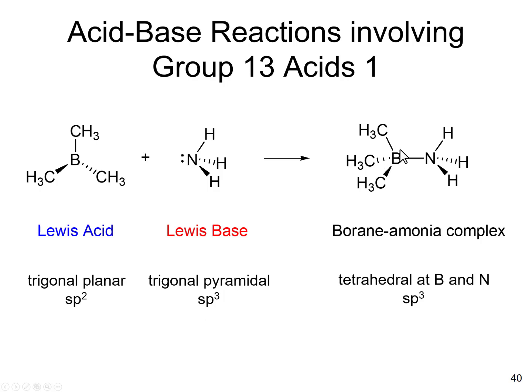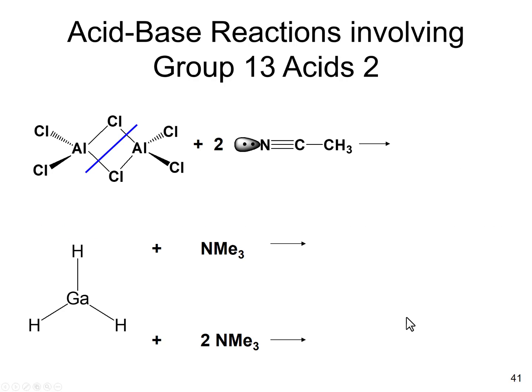And in this adduct, if you look at the boron, it has changed its hybridization from sp2 to sp3. The geometry around the boron is tetrahedral now. The nitrogen has retained its sp3 hybridization. So again, upon Lewis acid-base reaction, a rehybridization takes place whereby an sp2 Lewis acid is converted to an sp3 hybridized Lewis acid-base adduct. In this slide, you can see aluminum chloride as an example.